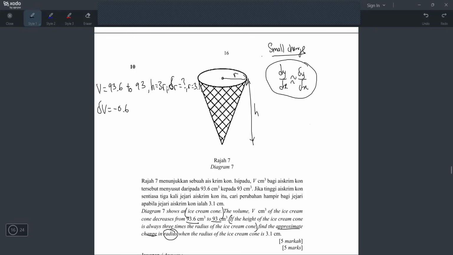So I have my delta V and delta R. So using this small change formula, I think you know what I have to write already, right? It will be dV/dr almost equals to delta V over delta R. Okay? Okay. Some students will ask me something like this.